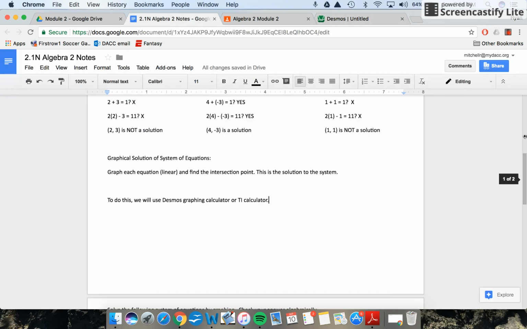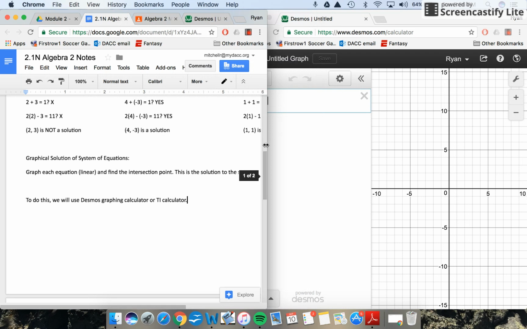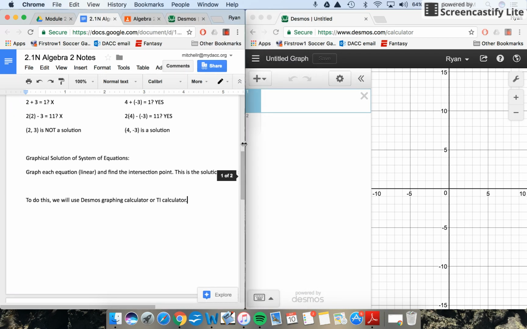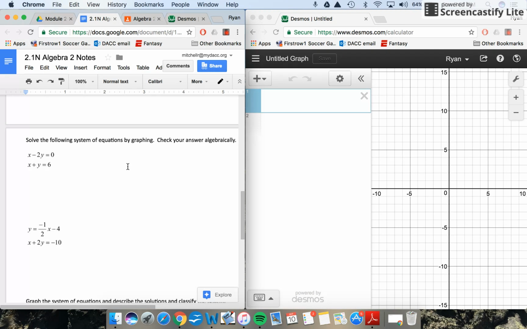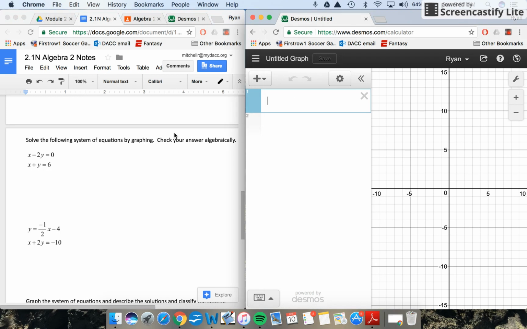So what I'm going to do is split screen this so we can see Desmos off to the side. We can still see the notes. We're going to look at solving the following systems of equations and then checking to make sure our answer is a solution. The nice thing about Desmos is that we don't need to restructure these equations at all.